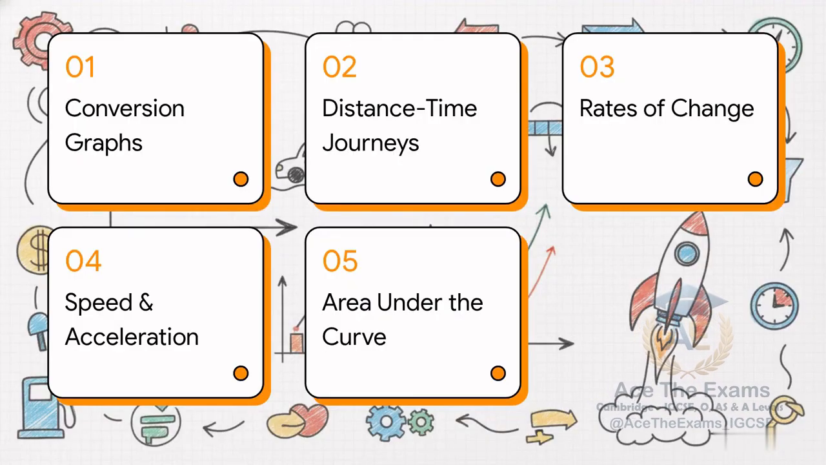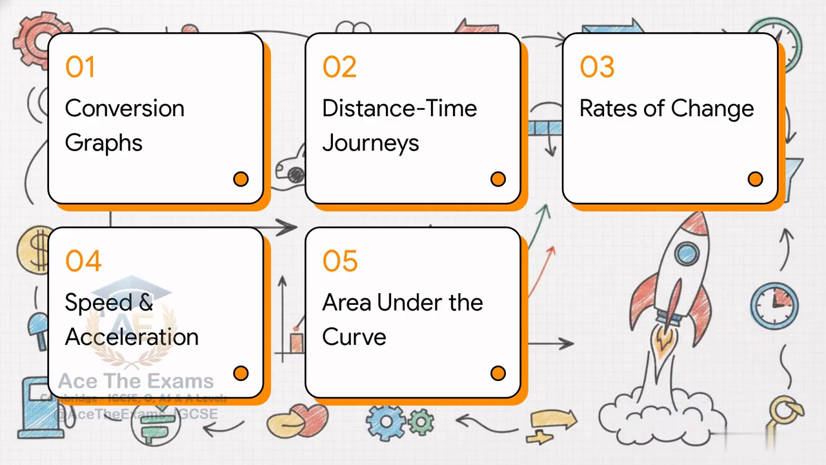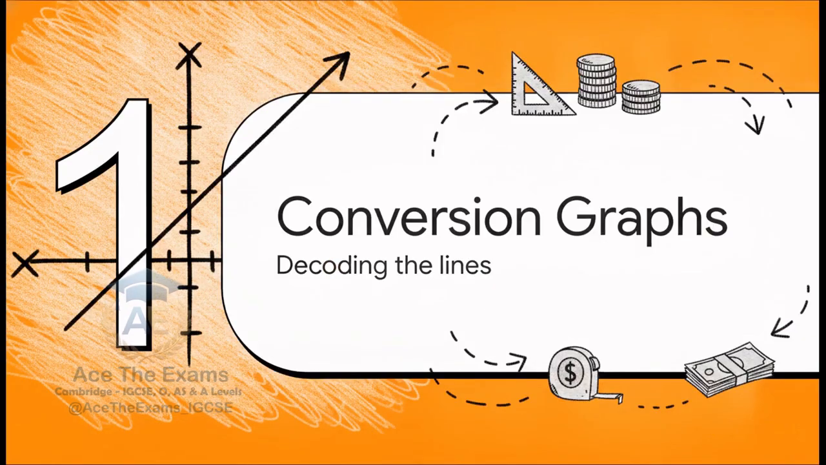Here is our roadmap for this session. 1. Decoding conversion graphs. 2. Reading distance-time journeys. 3. Rates of change in gradients. 4. Speed time and acceleration. And finally, 5. Calculating the area under the curve. Let's jump right in. Section 1. Decoding conversion graphs. Let's translate those lines.